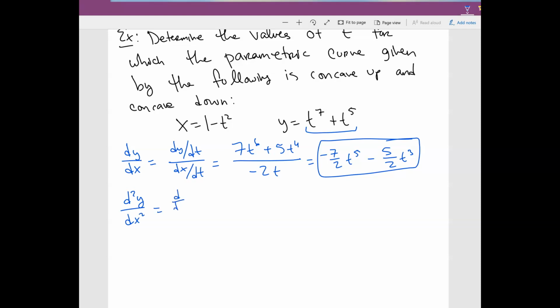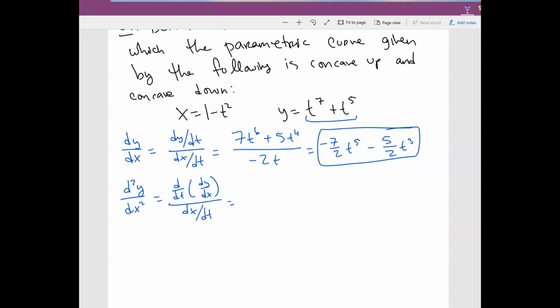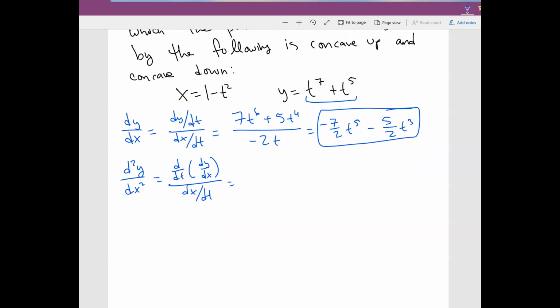So this is just going to be d over dt of dy over dx, divided by dx over dt. The top part is just going to be the derivative of the first derivative, okay? So this is going to give me what? Negative 35 over 2 t to the 4th, and then the other one's going to be negative 15 over 2 t squared, divided by negative 2t.